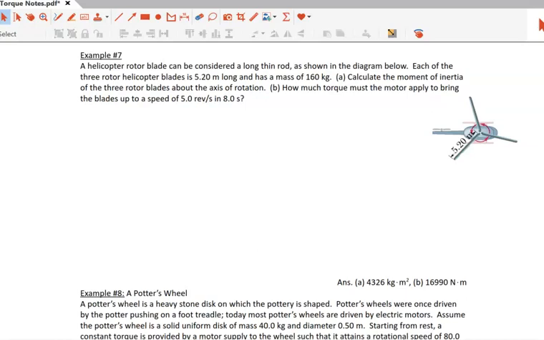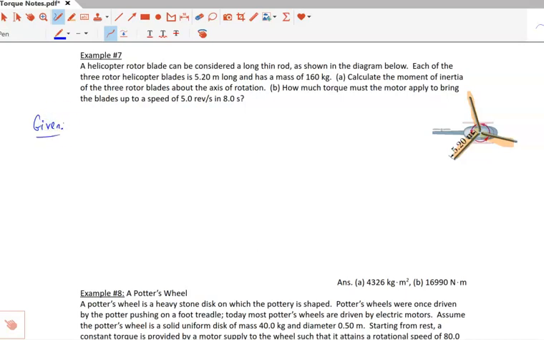Welcome to example number 7. We have a helicopter with its rotors rotating. And so we have this blade here, another blade here, another blade here, and we can see that we're given some information about the rotor blades. Let me write that down.